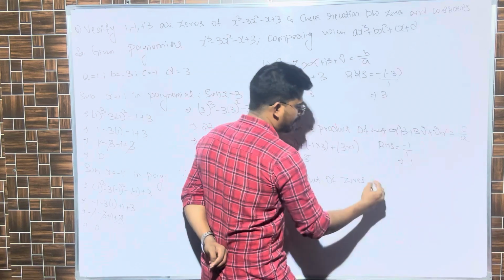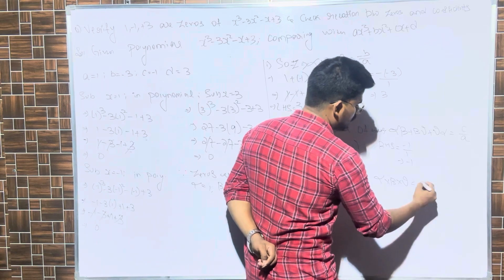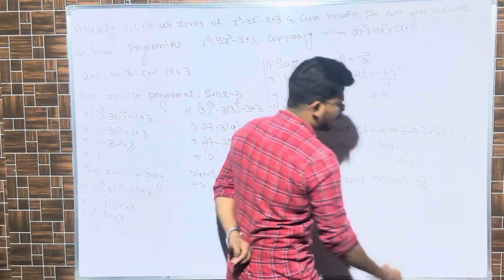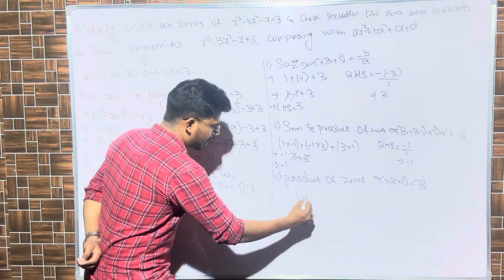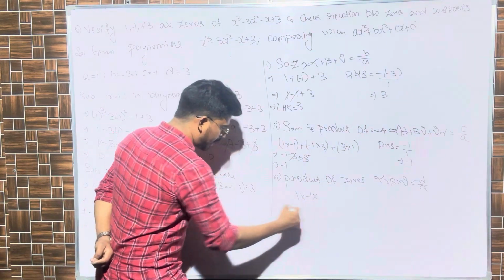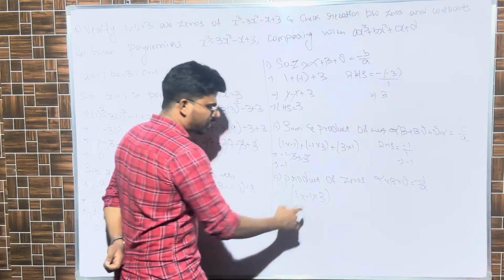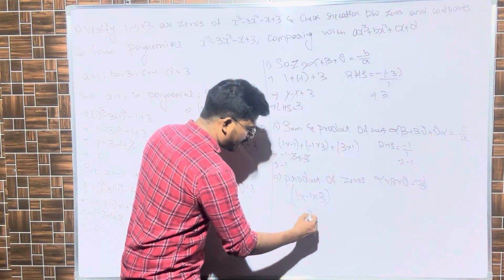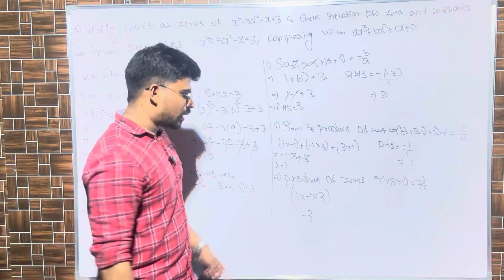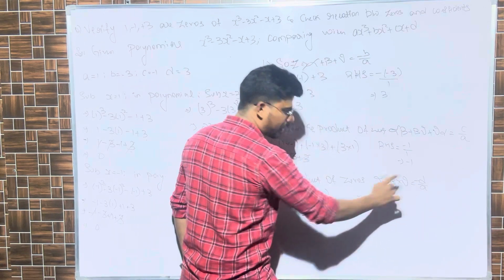Product of zeros: multiply alpha into beta into gamma. This should be equal to minus d by a. Alpha is 1, beta is minus 1, gamma is 3. Alpha into beta into gamma: 1 into minus 1 is minus 1, minus 1 into 3 is minus 3. So the sign is minus 3. In case of RHS, minus d by a, the formula's minus is already there.